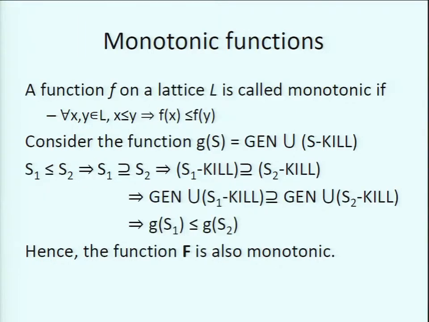Okay, and that's that the function f is a monotonic function. So what is a monotonic function? A function f on a lattice L is called monotonic if for all elements x and y, if you have some relation between x and y, say x is less than y, then f preserves that relation, which means that f of x will also be less than f of y.